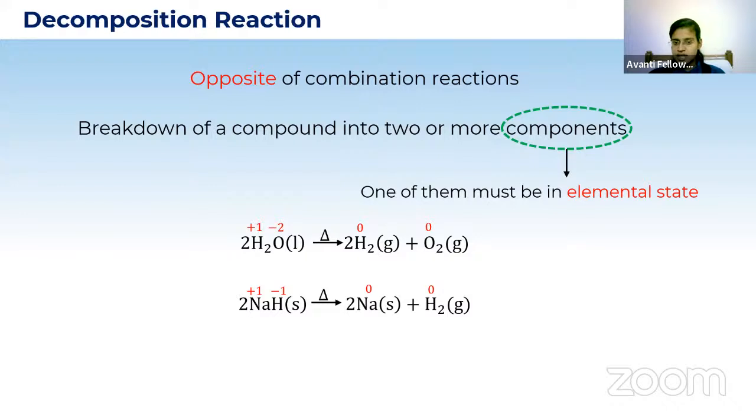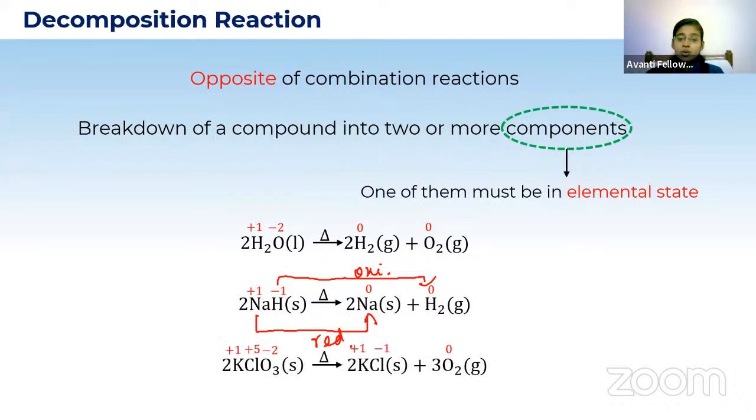Here the oxidation state of sodium is plus 1. We all know that because sodium is an alkali metal, right? And when hydrogen is bonded to a metal, it will take minus 1 charge. That's why hydrogen is taking minus 1 here. Sodium is moving from plus 1 to 0 state and hydrogen is moving from minus 1 to 0 state. Plus 1 to 0 means it is reduction. Minus 1 to 0 means it is oxidation. So for the second example also, we are getting elements, sodium and hydrogen, both of them elements only.